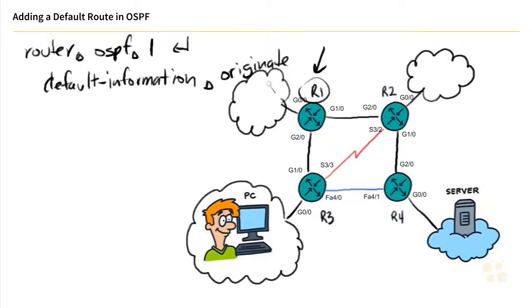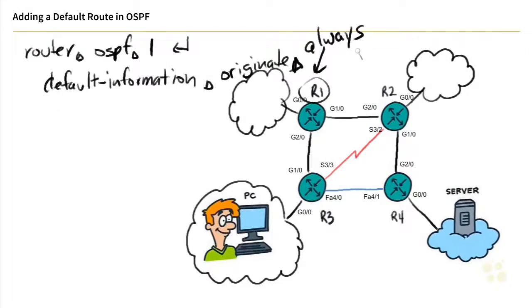Now, there are some cases where we might say, you know what, Mr. R1, if something bad happens out here, I'm sorry about that, but regardless of whether or not you have a default route yourself, I'd like you to still inject it into OSPF. And to do that, we're going to add on this keyword right here, always. So this word always really should be called go ahead and add it anyway, even if you don't have a default route yourself. And that's it.